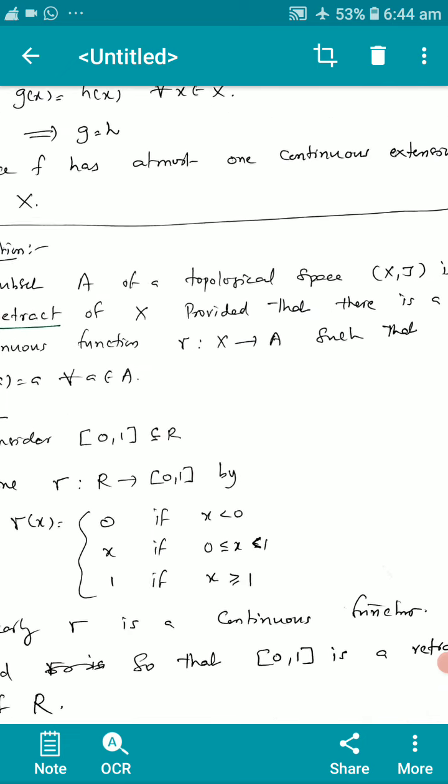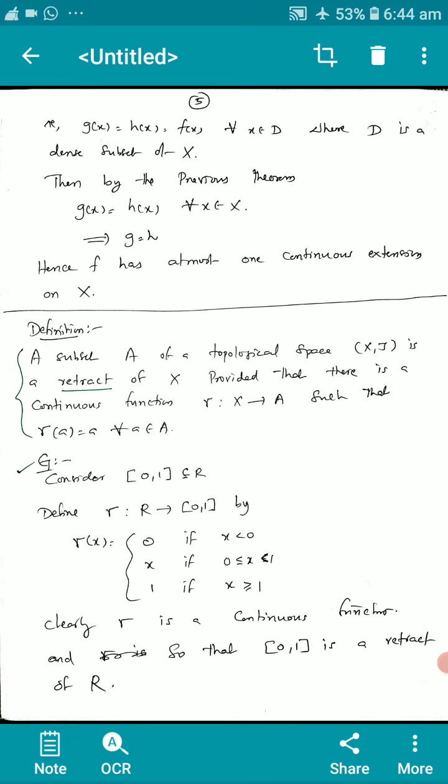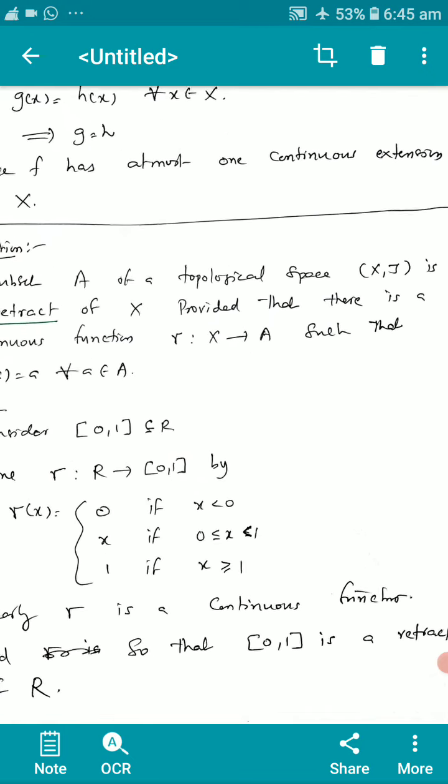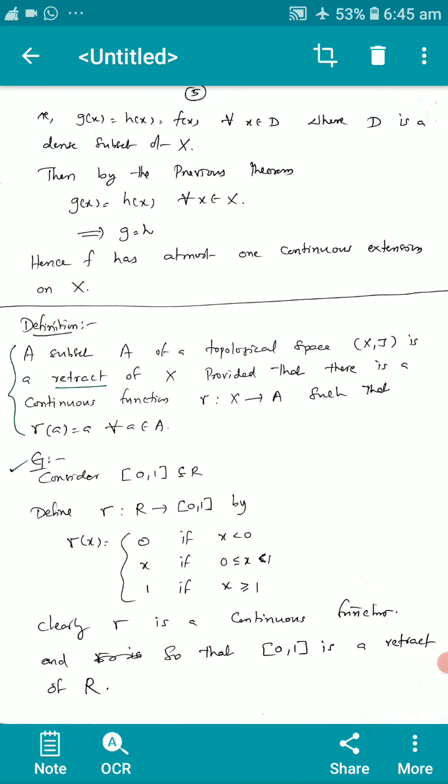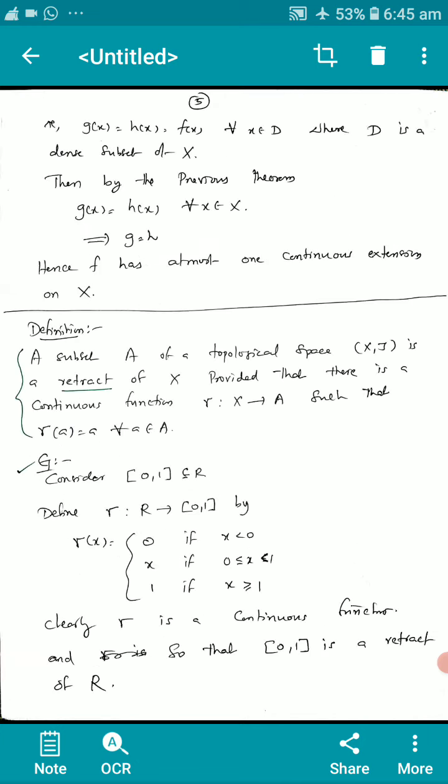One example you can see: consider the closed interval [0, 1], a subset of R, and define gamma from R to [0, 1] by gamma of x equals 0 if x is less than 0, equals x if 0 is less than or equal to x less than 1, equals 1 if x is greater than or equal to 1. Clearly, gamma is a continuous function, so that the subset [0, 1] is a retract of R.